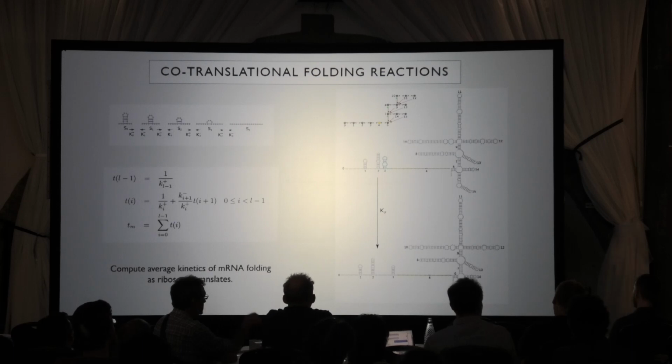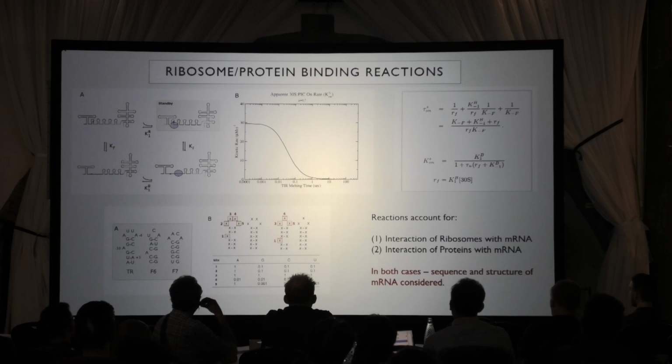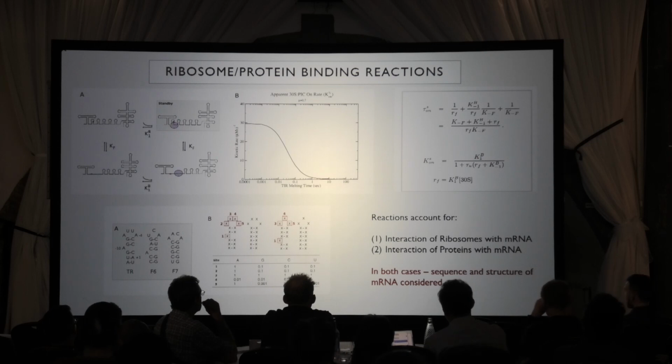That's all taking into account the nearest neighbor models that you get for Turner et al. Okay, so the ribosome, you can also put in basically the ribosomal protein and protein binding reactions. So basically in prokaryotic systems, you have what's called a standby site.